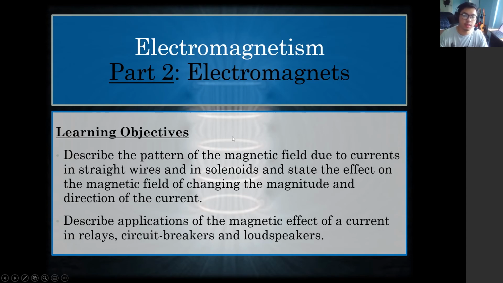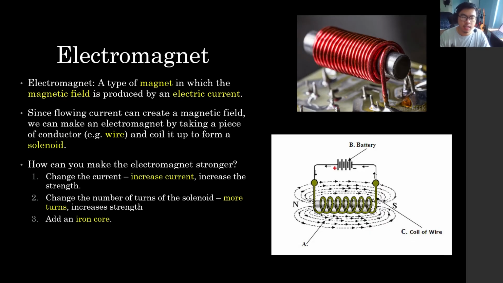So, to summarize, what do you need to take away for part 2 of this chapter? Make sure you know what an electromagnet is and what a solenoid is. Sometimes they call it electromagnet, sometimes they call it solenoid, but usually these two are the same thing. Make sure you are able to draw the magnetic field of a solenoid or of an electromagnet. And make sure you know how to make the electromagnet stronger, how to increase its magnetic field. Number 1, increasing the current. Number 2, increasing the number of turns of the solenoid. And number 3, you add an iron core.